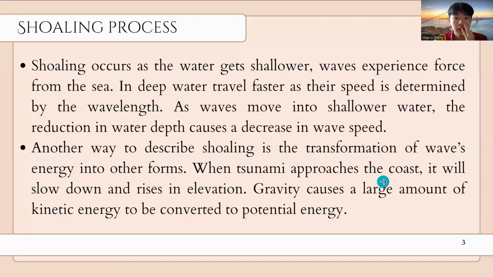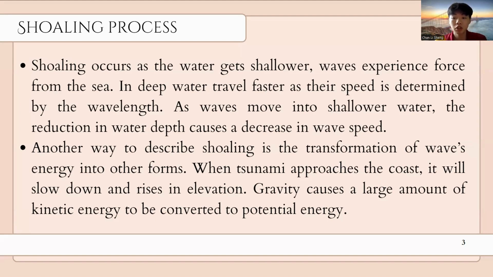A shoaling process occurs as the water gets shallower, and the wave experiences force from the sea floor. In deep water, waves travel faster as their speed is determined by wavelength. As waves move into shallower water, the reduction in water depth causes a decrease in wave speed. Another way to describe shoaling is the transformation of wave energy into other forms.